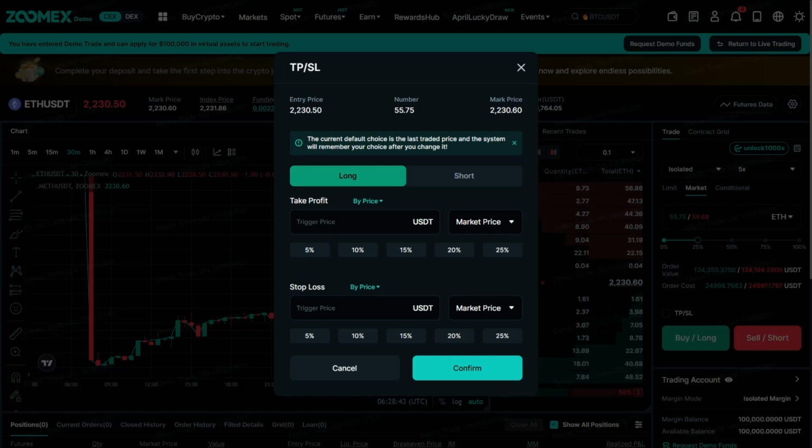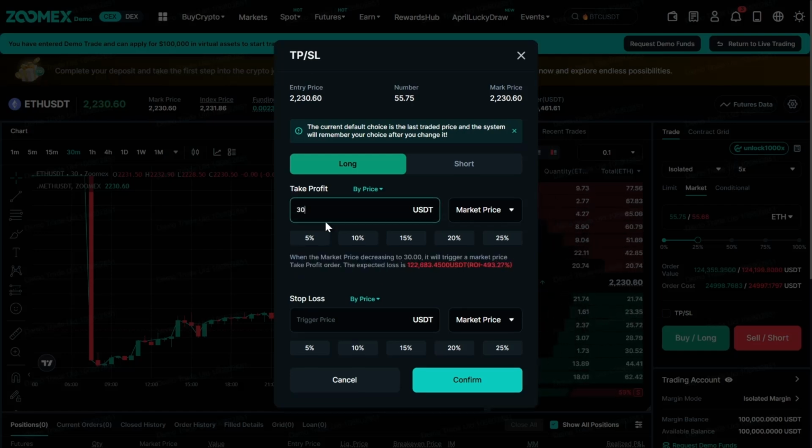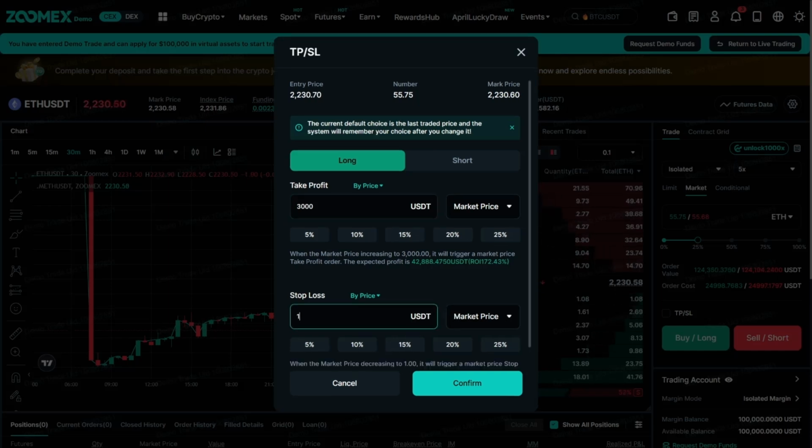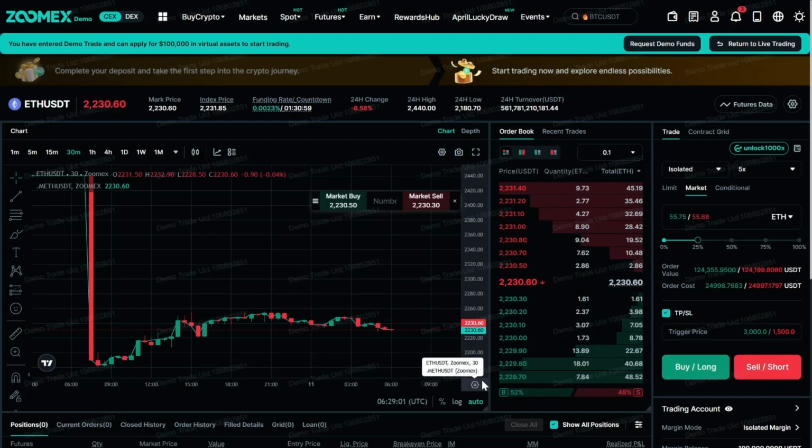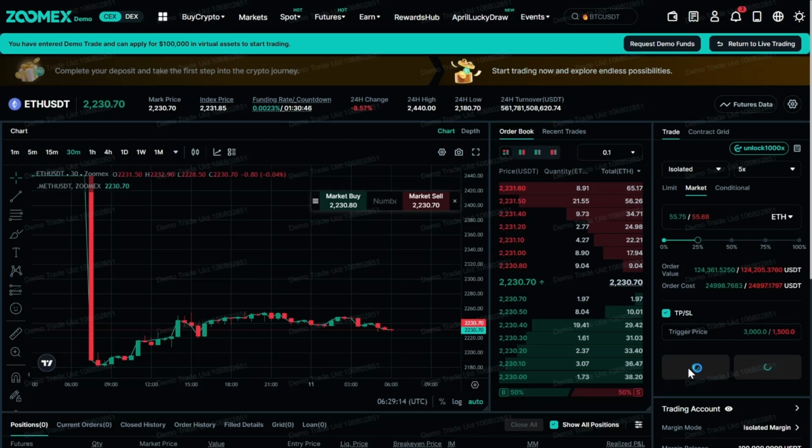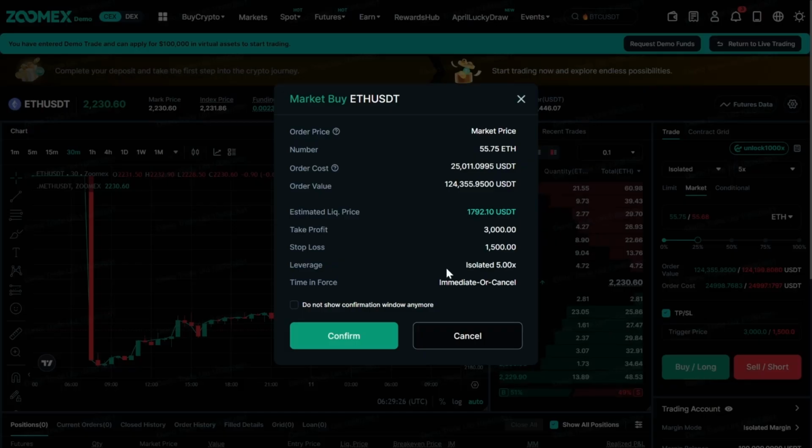So for me, if ETH hits $3,000, I'll be happy to exit my position. And I'm going to cut my losses if ETH goes under 1,500. We can confirm this take profit and stop loss, and now place our 5x ETH long order. We can see all the details of our order, and we can confirm it.